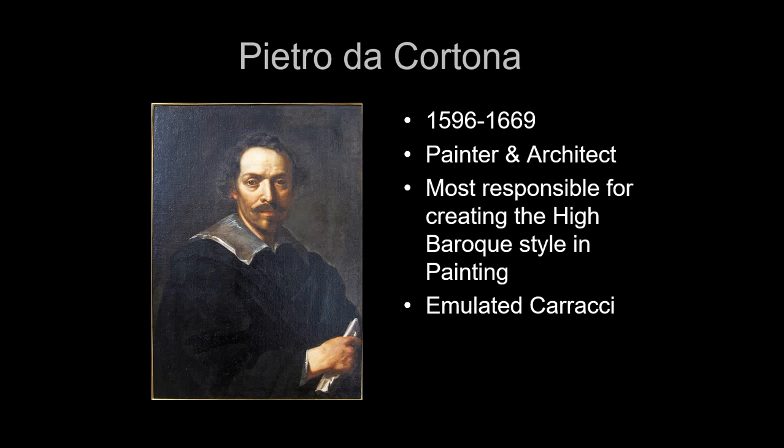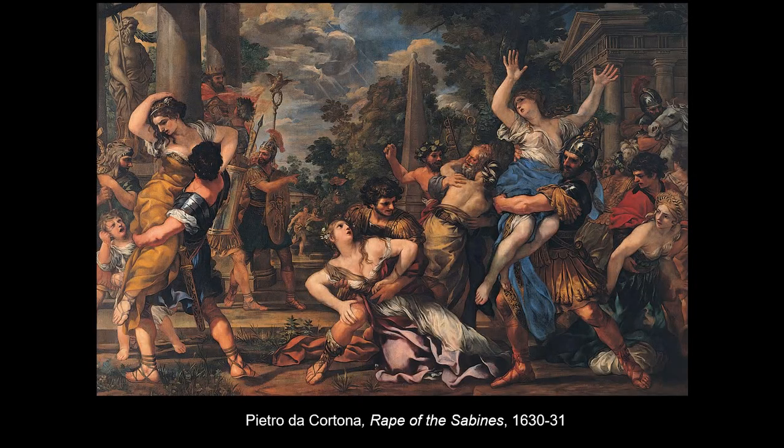The person who's most responsible for creating this kind of style of high Baroque painting, who emulates and picks up where Carracci left off and takes off and goes from there, is going to be Cortona. Pietro da Cortona becomes a painter to the popes. He's active predominantly in Rome, and you can see this same kind of intensity, but amped up to 11.